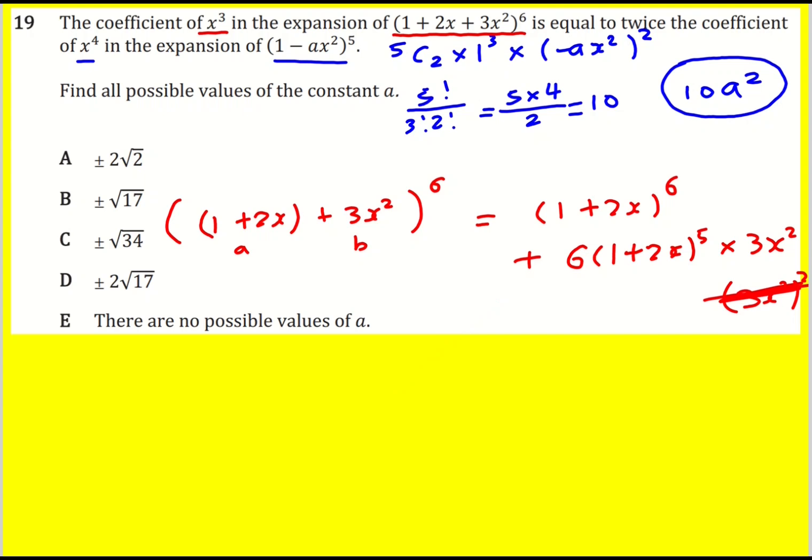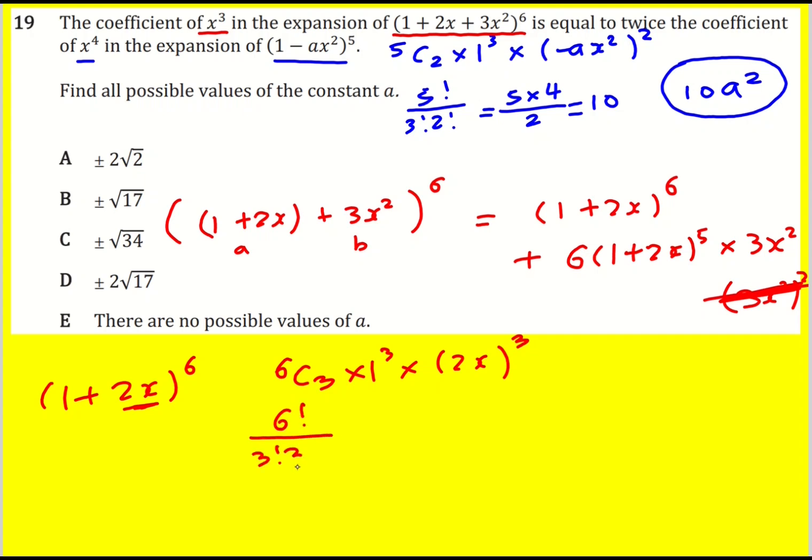So let's deal with them one at a time, actually. I'm only looking, remember, for the coefficient of x to the 3. So 1 plus 2x to the 6. How do I get my coefficient of x to the 3? It's going to be when I raise 2x to the power of 3. So 6c3 times 1 to the 3 times 2x to the power of 3. So that's 6 factorial over 3 factorial, 3 factorial times 8x to the 3, which will be 6 times 5 times 4 times 3 factorial, which cancels out. Then I divide it by another 3 factorial. I'm going to get 20. So 160x cubed overall.